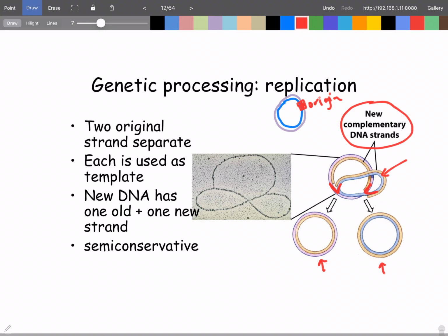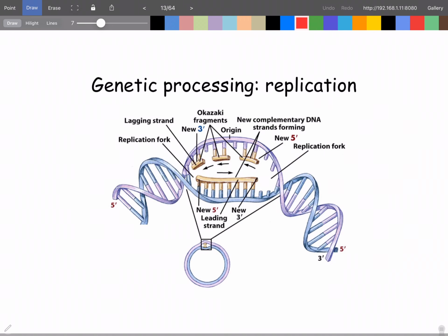We call the usage of the DNA as a template strand and the production of daughter strands that are newly synthesized, this binding of old and new DNA, a semi-conservative form of replication. So one strand is conserved and one strand is new in the daughter cells. All right, so we're going to take a look at this process a little closer.